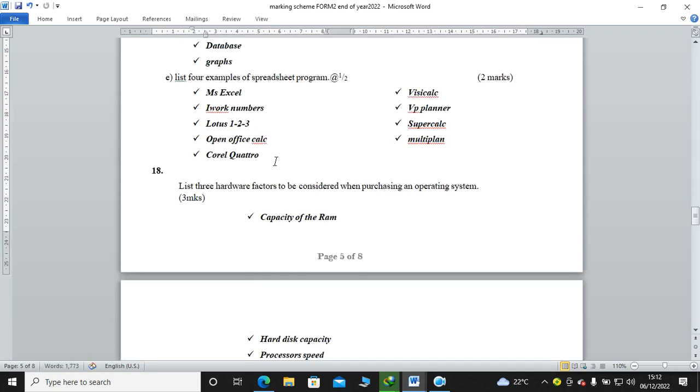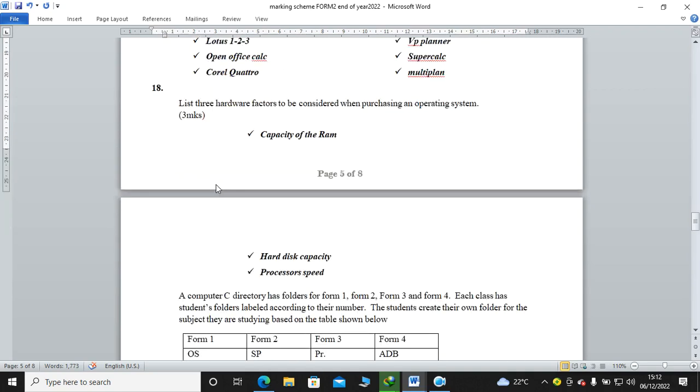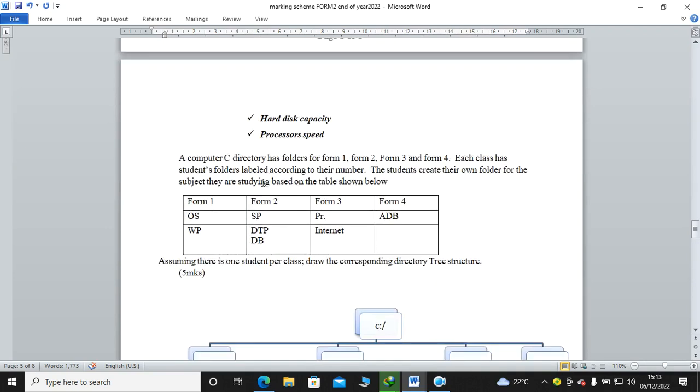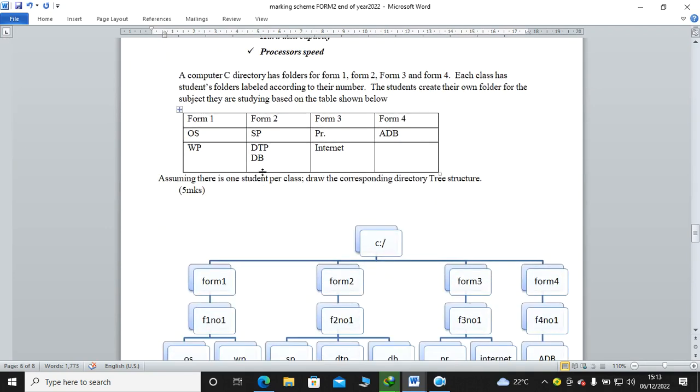Then we go to question number 18. Question number 18, list 3 factors to be considered when purchasing an operating system. We have capacity of the random access memory, hard disk capacity, you can talk of memory capacity, you can talk of processor speed, security and reliability, etc.